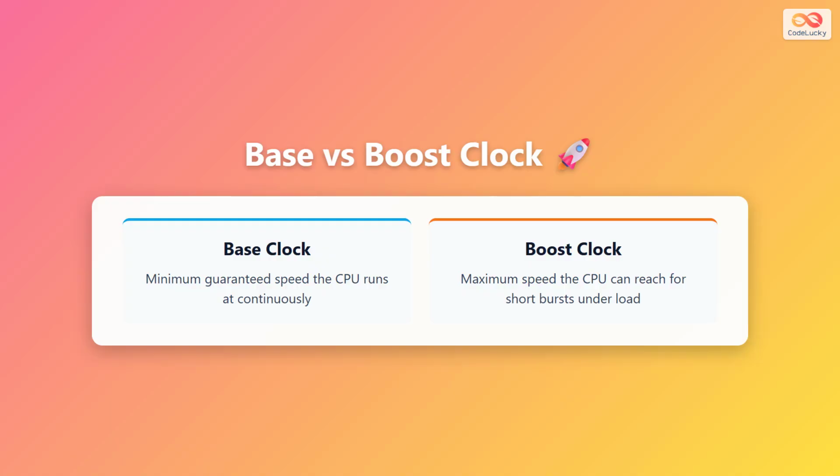CPUs have 2 important clock speed ratings. The base clock is the minimum guaranteed speed at which the CPU runs continuously without any issues. The boost clock is the maximum speed the CPU can reach for short bursts when you need extra performance. The boost clock automatically kicks in when you're running demanding applications.